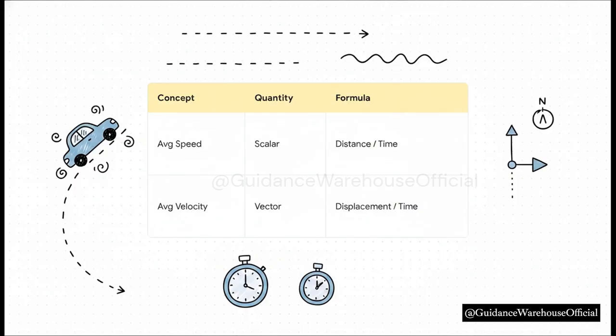Before we wrap up, let's summarize the key points so you have this totally locked in. Average speed is a scalar quantity, calculated by total distance over time. Meanwhile, average velocity is a vector quantity, calculated by displacement over time. Take a mental snapshot of this. Knowing the fundamental difference between these two rows is exactly what you need to remember to ace your physics exams.